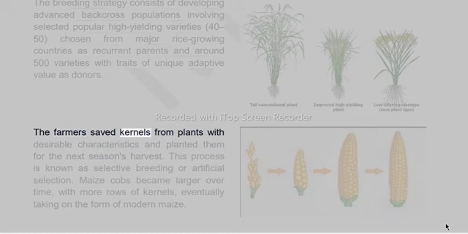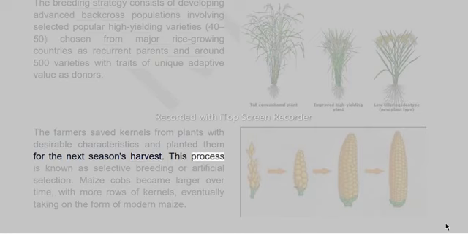The farmers saved kernels from plants with desirable characteristics and planted them for the next season's harvest. This process is known as selective breeding or artificial selection. Maize cobs became larger over time, with more rows of kernels, eventually taking on the form of modern maize.